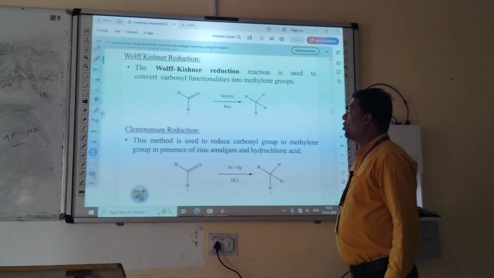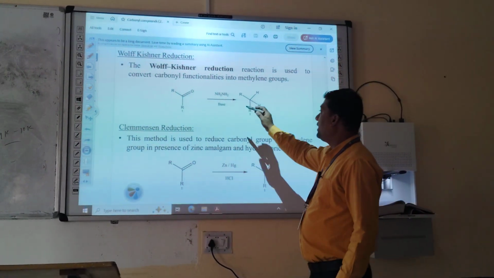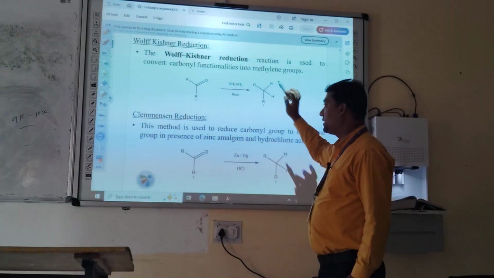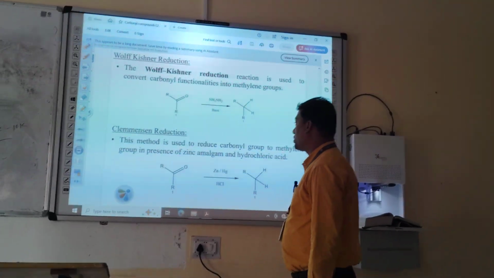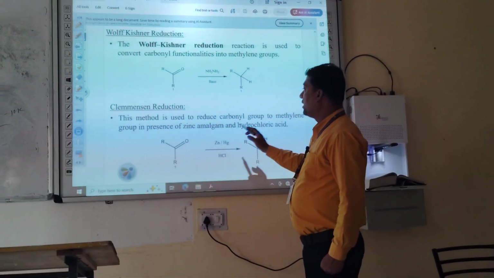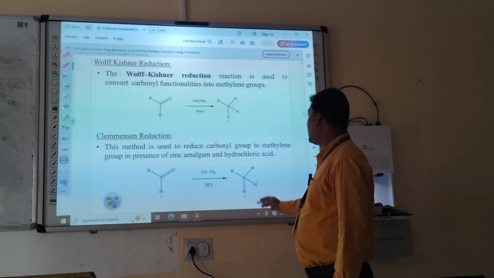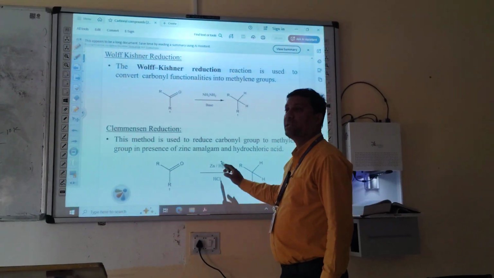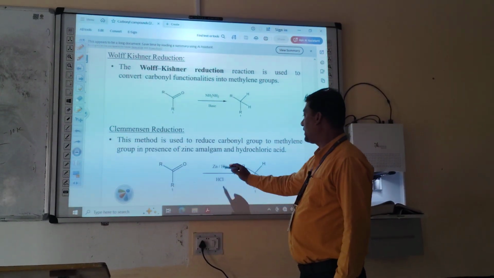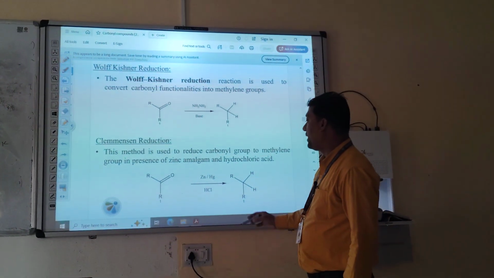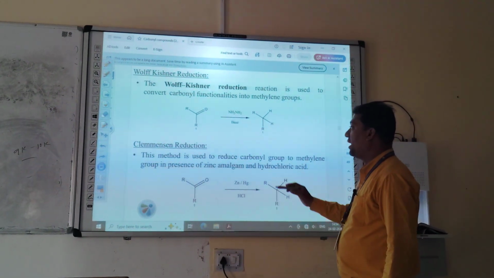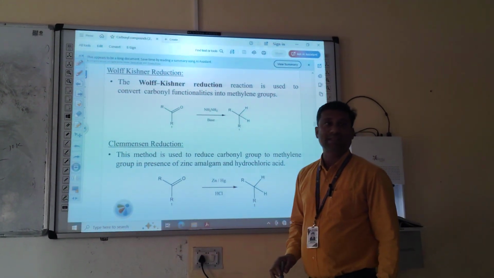This is your Wolff-Kishner reduction, in which hydrazine, NH2NH2, is used as a reagent, with a base. And in Clemmensen reduction, here also the carbonyl group is reduced to the methylene group, in the presence of zinc amalgam and hydrochloric acid. Where mercury is present with zinc, that is known as amalgam. In the presence of zinc amalgam and hydrochloric acid, the carbonyl group is reduced to the methylene group. This naming reaction is known as Clemmensen's reduction.